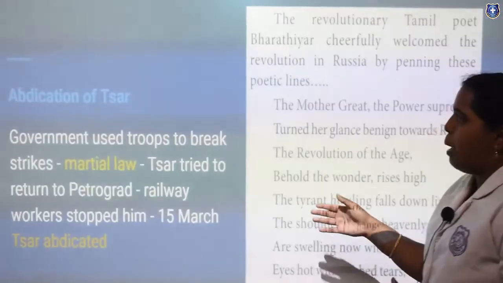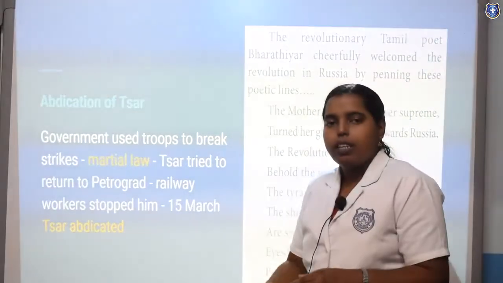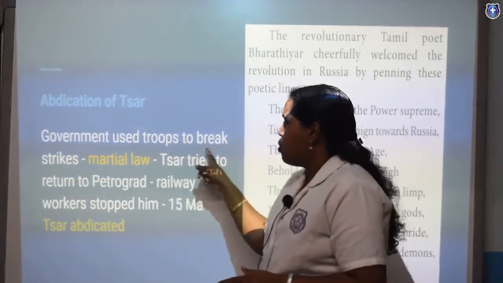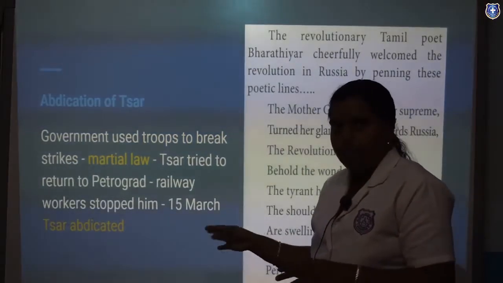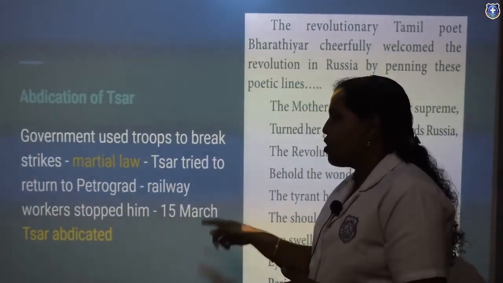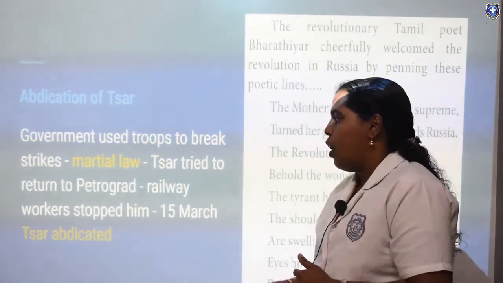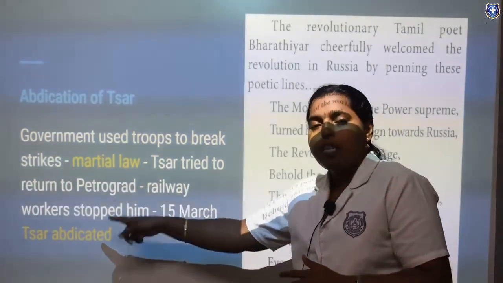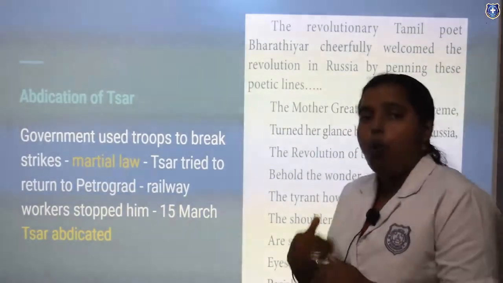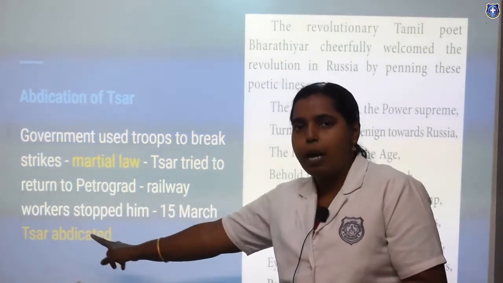The next one is abdication of Tsar. Abdication in the sense giving up. In the previous slide we saw that he was an unchallengeable person, but finally one day the government used troops, that is military force, to break these strikes. But martial law was very strong, and Tsar tried to return to Petrograd. One day he was traveling in the train, and some of the workers stopped the train in the railway station, and finally he was made to give up his ruling. Yes, so on 15 March Tsar was abdicated.